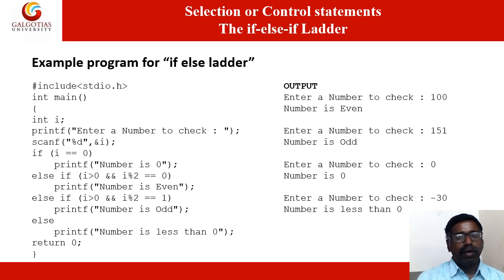In the third run, at "enter the number to check", I am giving 0, so "the number is 0" is printed. In the fourth run, I am giving minus 30, so "the number is less than 0" is printed. So all the possible if else ladder statements are analyzed here according to this input.